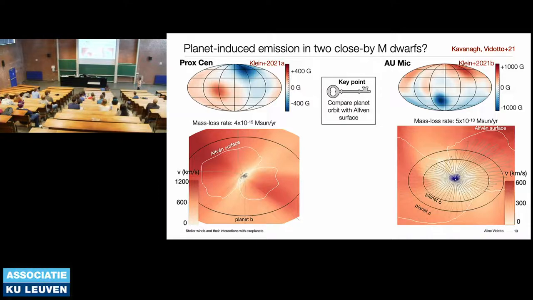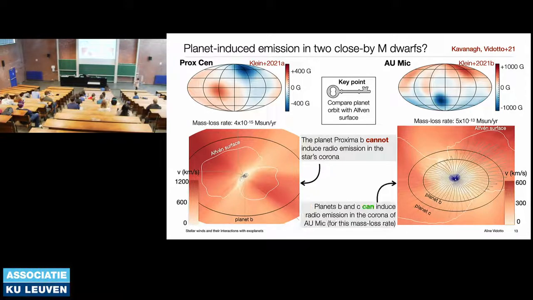You see here that the orbit of the planet is completely outside the surface, but in this case, the orbit of the planet is inside the surface. Now, this type of emission that I was talking about can only happen if the planet is orbiting within the Alfvén surface. So you need a connection between your star and your planet. This connection only happens if you can transport information back to the star. If the planet is orbiting in the super-Alfvénic regime, this information is never going to get back to the star. So in this case, according to our models, Proxima b could not induce radio emission in the corona of the star. However, both planets b and c for AU Mic could induce radio emission.